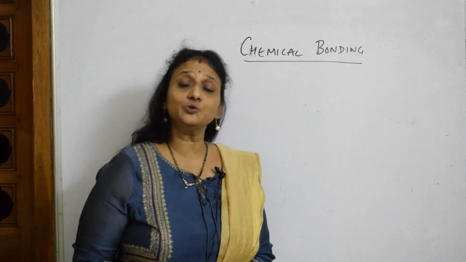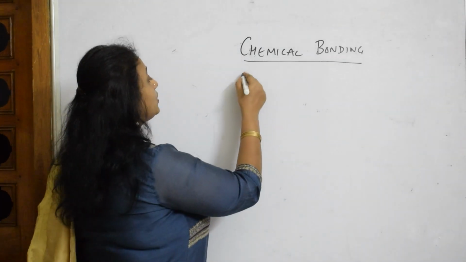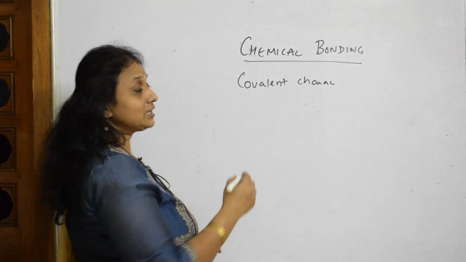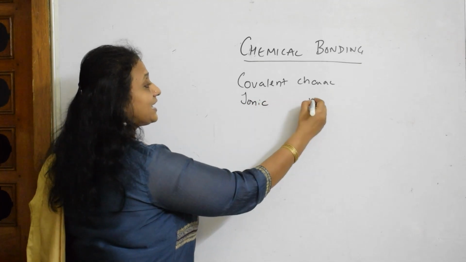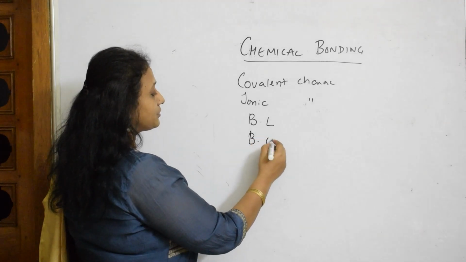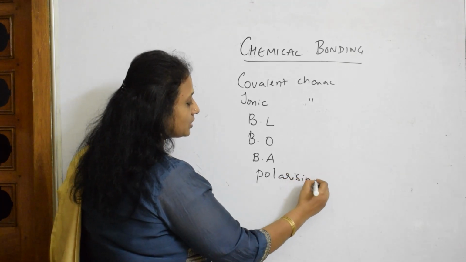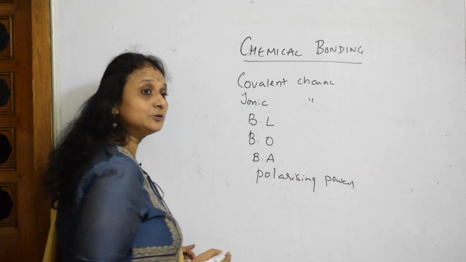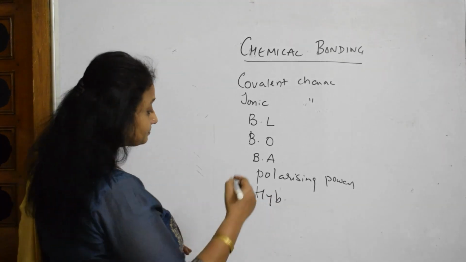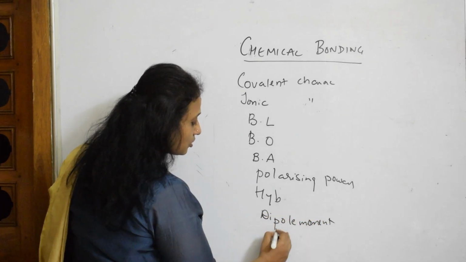Today I am going to teach you the tricks for solving the important questions based on covalent character. I'll be doing the covalent character questions, how to solve them. I'll be doing questions on how to solve ionic character questions, bond parameters, that is bond length questions, bond order questions, bond angle questions, polarizing power questions. I'll also be doing questions based on hybridization, on dipole moment, and on hydrogen bonding, right?